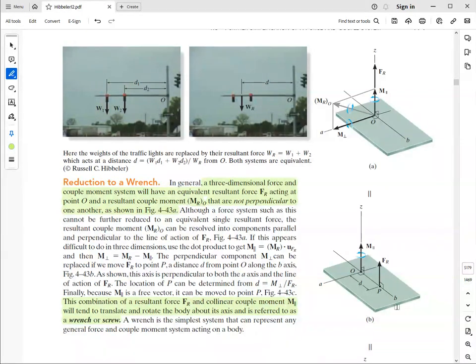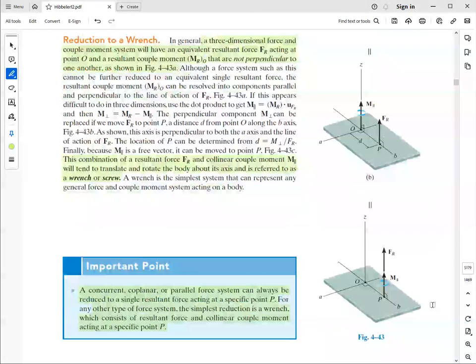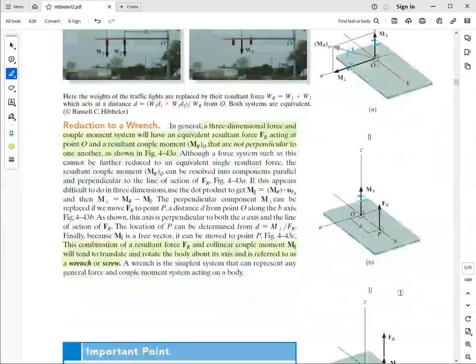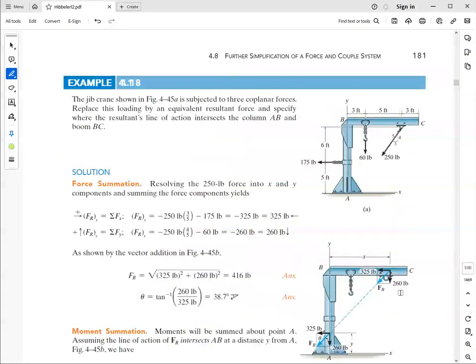We can show the resultant force and resultant moment as two vectors. That is, moment and force are in alignment. That's called a wrench or screw. And so that will be the maximum simplification that you can reduce a system of multiple forces to.